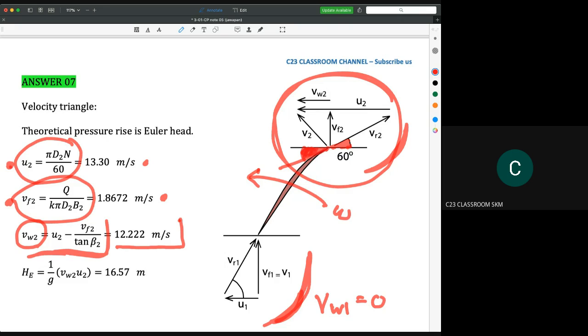And then we could calculate the Euler head by using this equation. This is the normal one. You could refer to previous notes to know how the Euler head is derived, and I hope you can remember that. That is one of the famous questions for the final exam. If we substitute all the values, we get that the Euler head is equal to 16.57 meters.